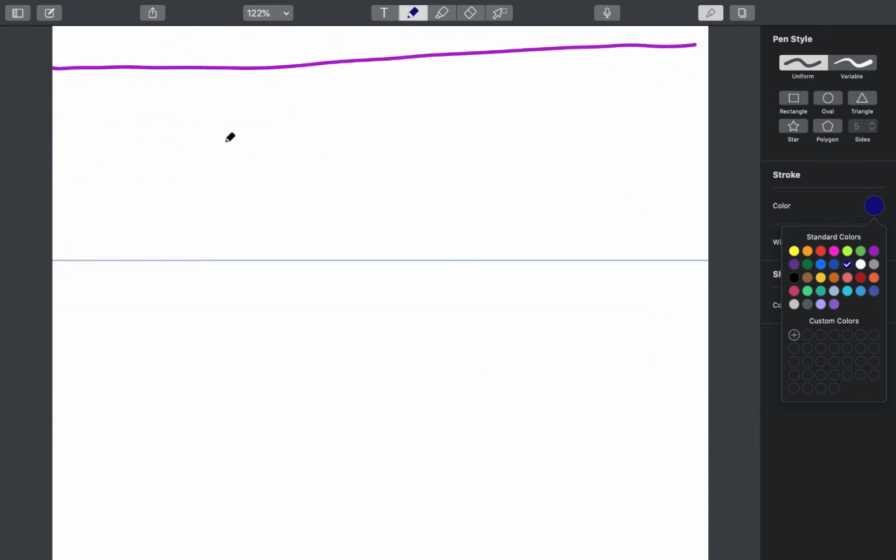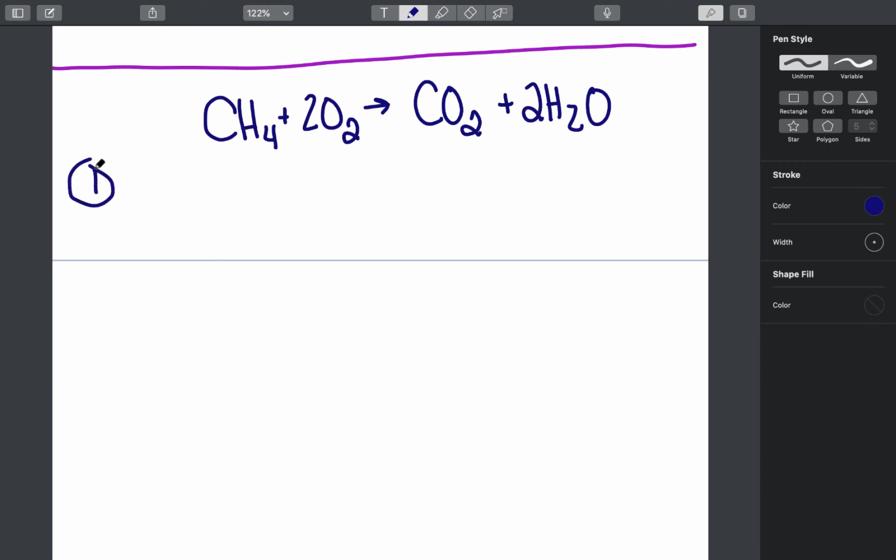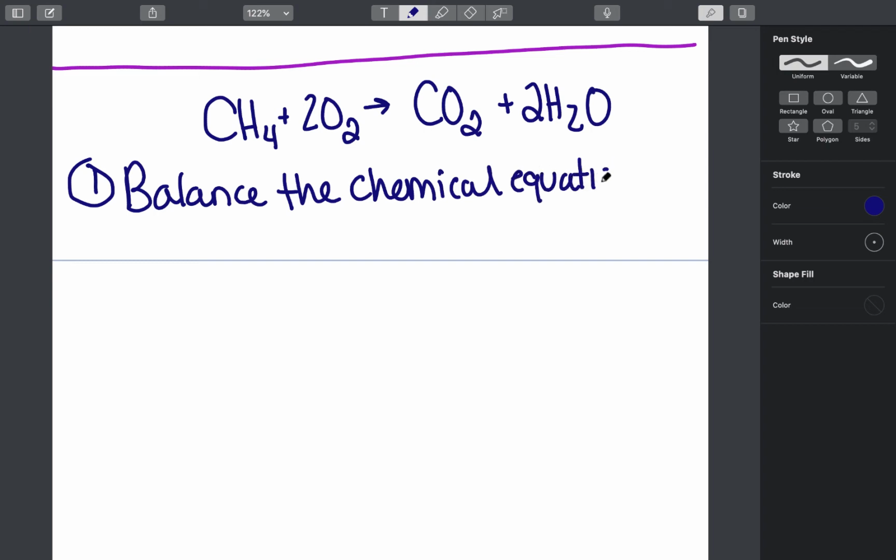Imagine, you've seen this reaction before in some of my earlier videos, you have CH4 reacting with 2O2 going to CO2 and 2H2O. The first step in every single limiting reactant problem is to balance the chemical equation. Now, I already balanced this equation for you, but you should always make sure that the chemical equation is balanced before you do anything with it. Otherwise, you're going to get wrong answers.